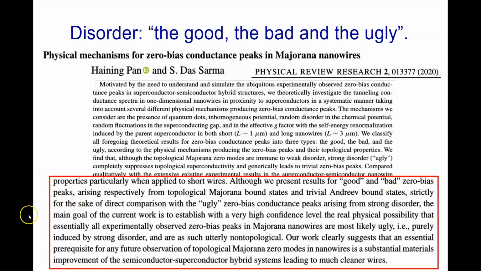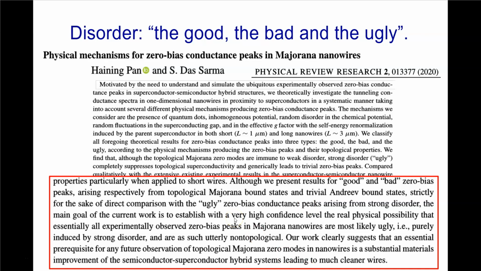They argue, at least, that ugly zero bias conductance peaks arising from strong disorder can be present in the experiments, and they even go so far as to say that all experimentally observed zero bias peaks in Majorana nanowires are most likely ugly, purely induced by strong disorder. So this is behind the scenes. And let me mention that Professor Das Sarma is also a co-author in both the 2018 Nature paper and in the retraction paper from this year.